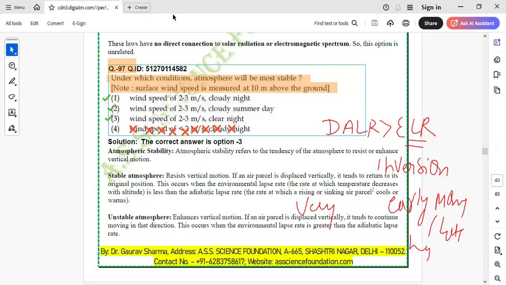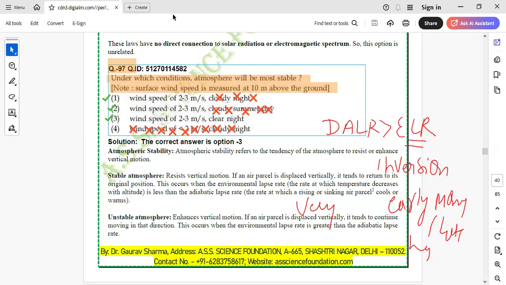Everywhere the speed is the same, 2 to 3 meter per second. But a cloudy night will not result in a more stable condition. A cloudy summer day will not result either, because during the daytime there is no stability, right? It will be stable either early morning or late night.